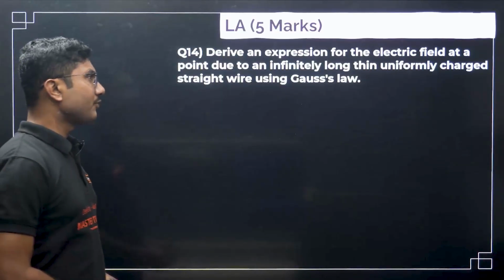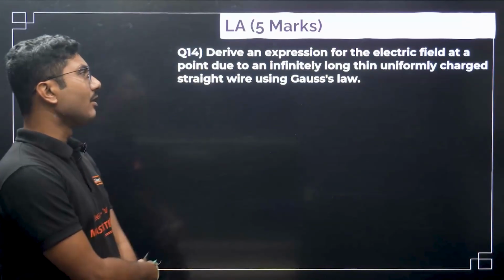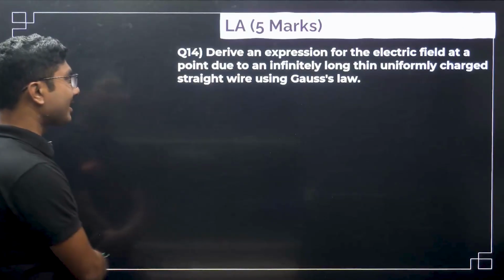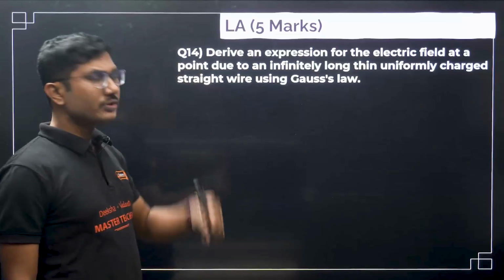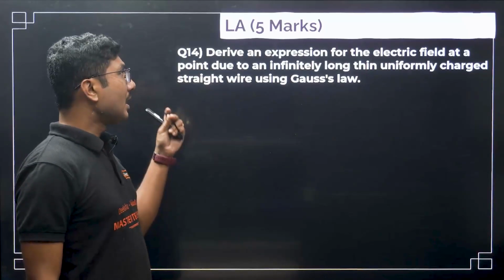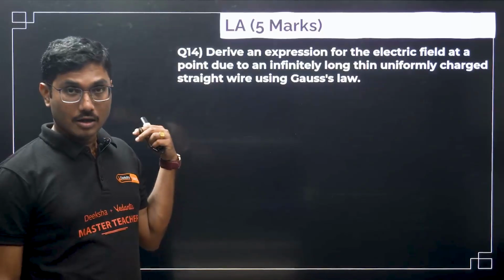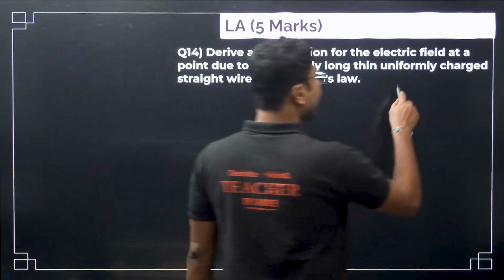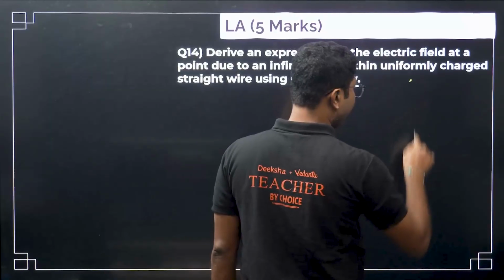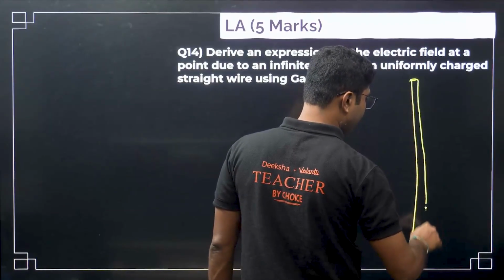Derive an expression for the electric field at a point due to an infinitely long, thin, uniformly charged straight wire using Gauss's law. So this question may be accompanied by a sub-question that says state Gauss's law and hence derive this. That is also possible, but the derivation is easy. So here we have a very long, thin, uniformly charged wire.